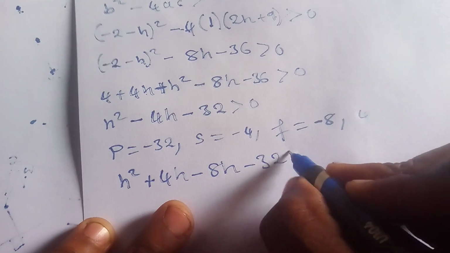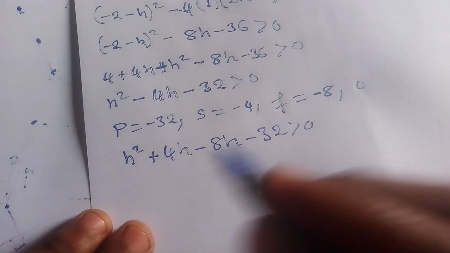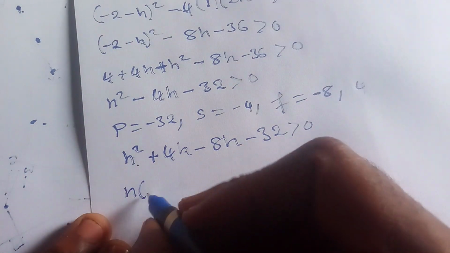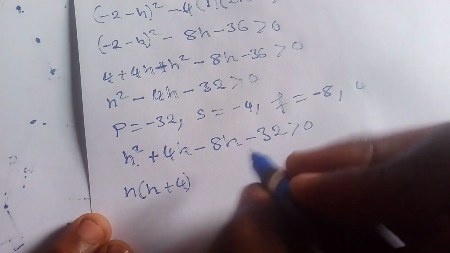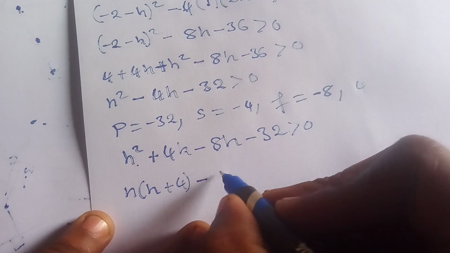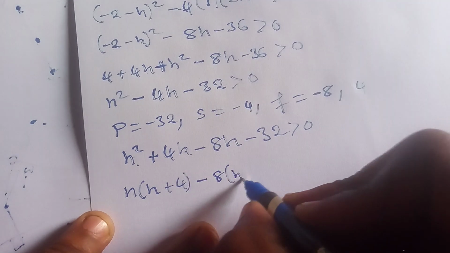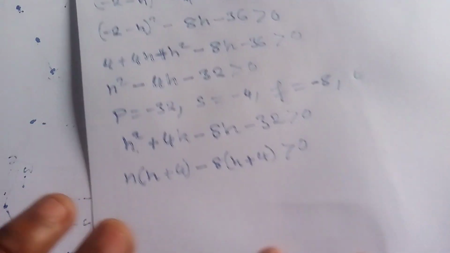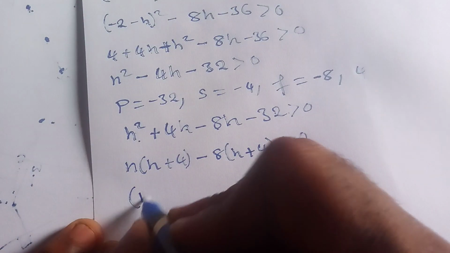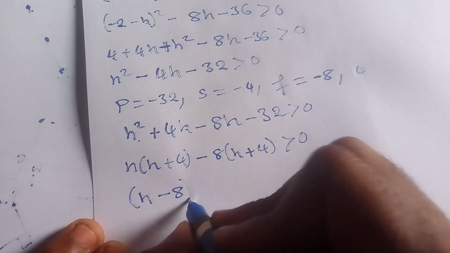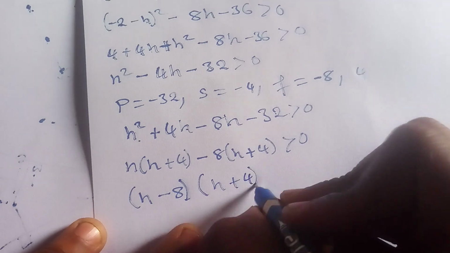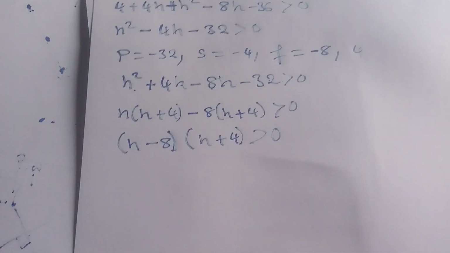Remember, it doesn't matter which one you start with. And then you can factor the h out. You have h plus 4. You can factor the 8 out. You have h, and then you have 4. This is greater than 0. So now you have h minus 8, and then h plus 4, which is greater than 0.